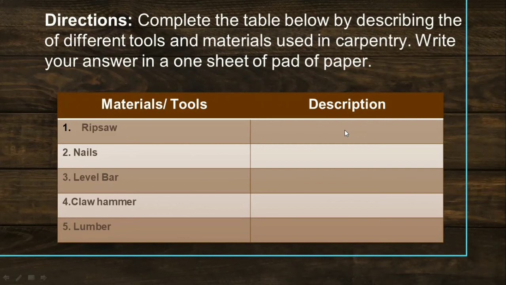Hammer is used in driving nails into or pulling them from the wood. Correct, that's correct. So claw hammer is used for driving and pulling out nails. Okay, and lastly, we have the lumber. What is lumber?